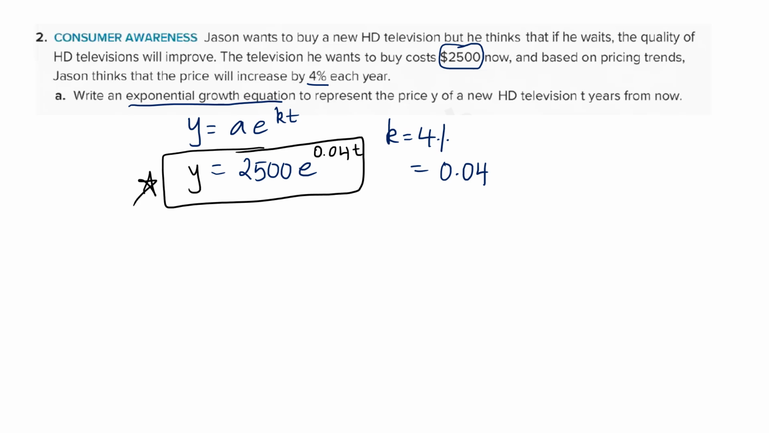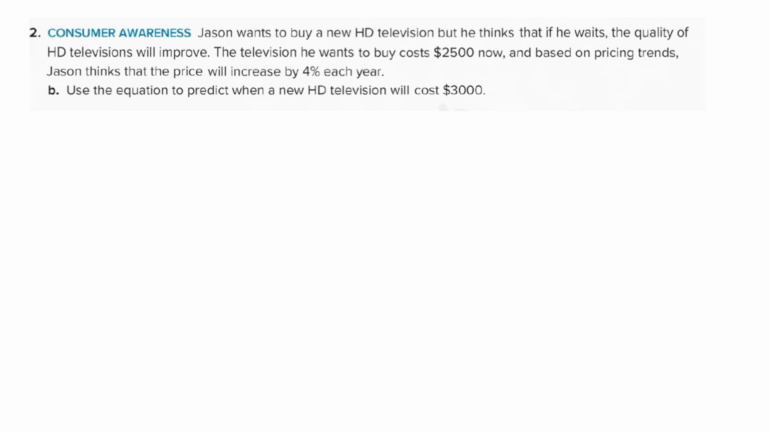Let's move to part B and see what the question is asking there. I will move to the next slide. Okay, so let's solve part B of the question. In this question, we will be using the equation that we got from the first part. So I will write it down again.